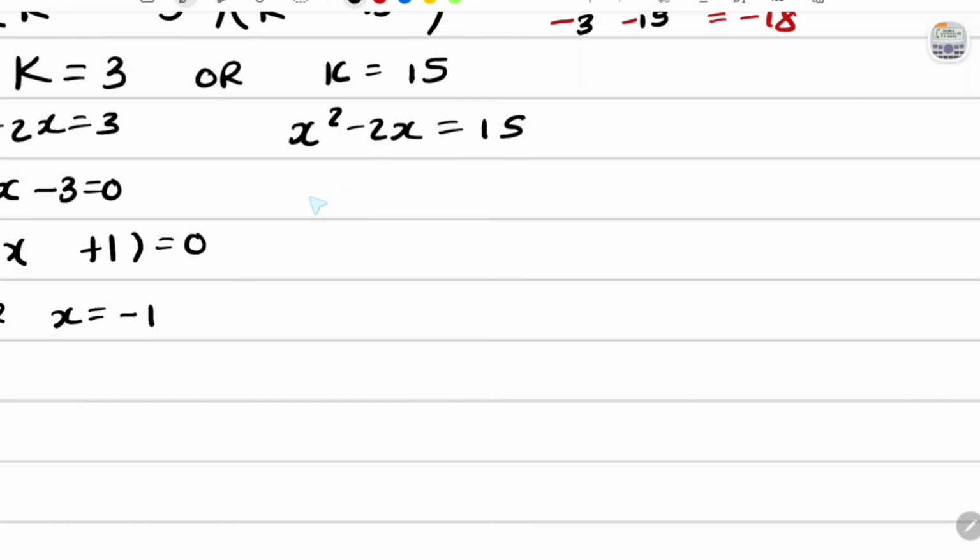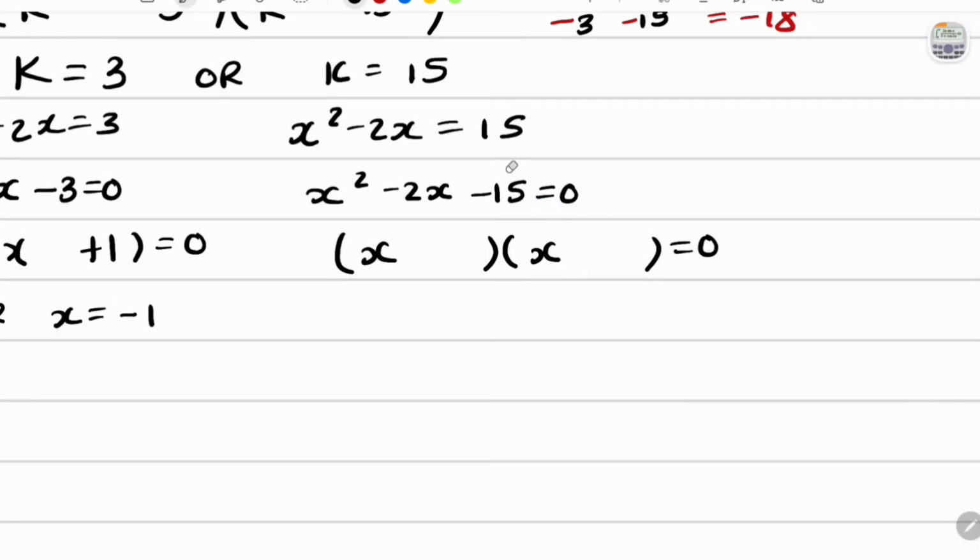Just put it in standard form first. So x squared minus 2x, we're taking the 15 over, minus 15 is equal to 0. And so if we factorize this, this is equal to 0. We have x multiplied by x, and 15.